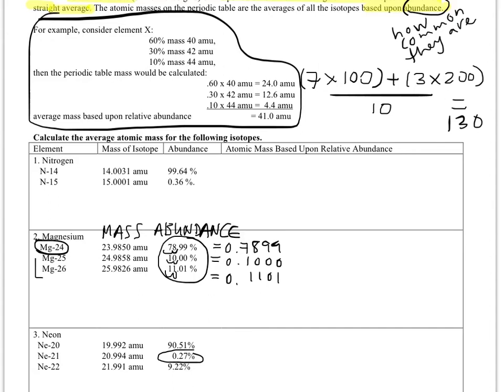Your second step then is to multiply those decimals by the mass that they go with. So this 0.7899 is going to be matched up with the 23.9850, which gives us, I've already done this calculation, 18.9458. You should be writing this all down.